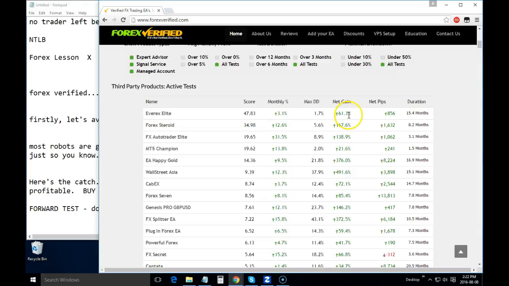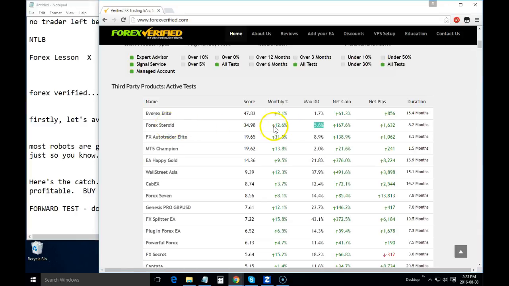And it's made 61% in 15 months. 8 months is 161%. Oh, here's a good one. Forex Steroid. And the maximum drawdown is only 5.6%. All right, that looks really, really good. Let me click on Forex Steroid.